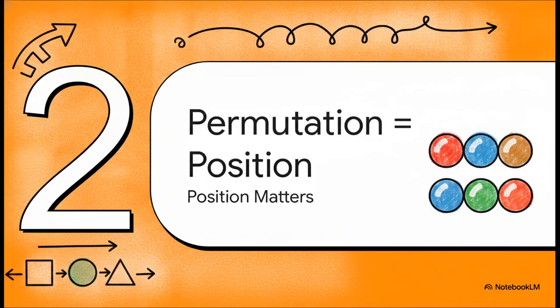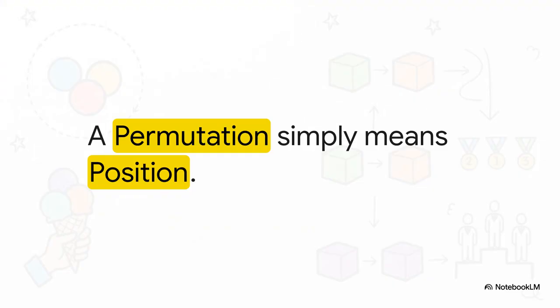Moving on to section 2, permutations. Position matters. Now, if you take away just one simple mental model from this whole explainer, please let it be this: permutation equals position. They both start with the letter P, which makes it super easy to remember. Whenever you're faced with a real-world problem and you realize that swapping the position of two items creates a distinctly different outcome, like swapping the numbers on a lock or the runners finishing a race, you are absolutely dealing with a permutation.